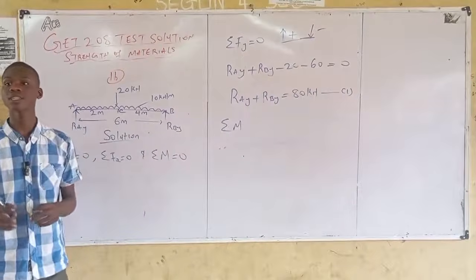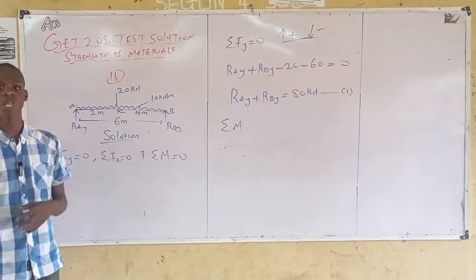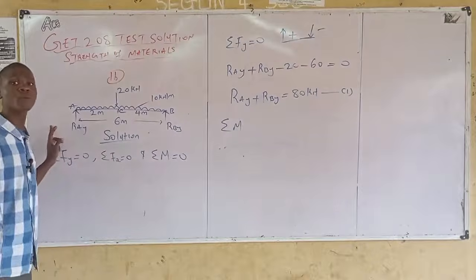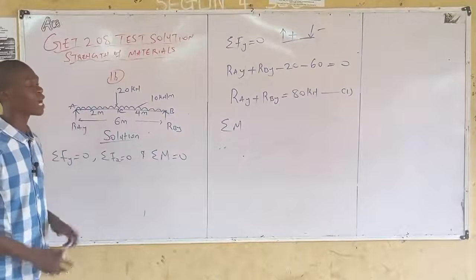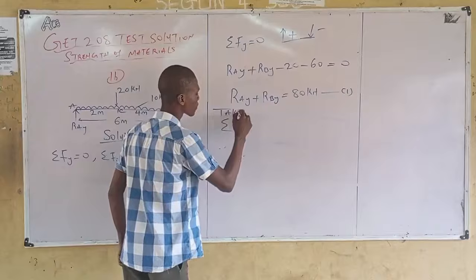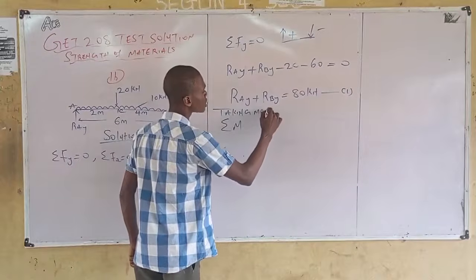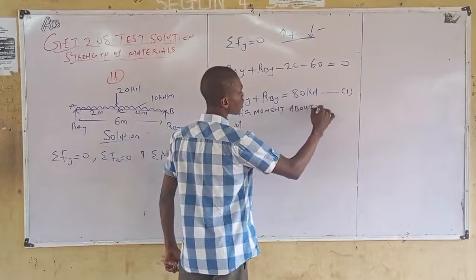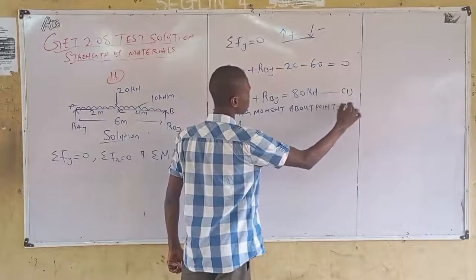What matters is your direction. Now, where should we take our moment? Point A. So if I'm taking moment about point A, indicate that, that's a mark on its own. Right. Taking moment about point A.